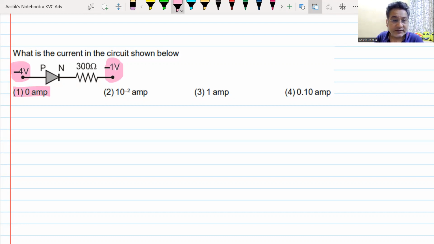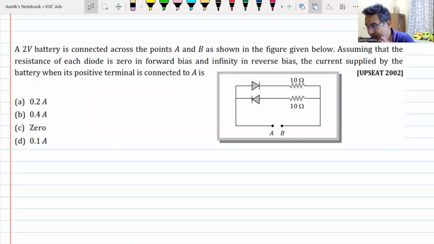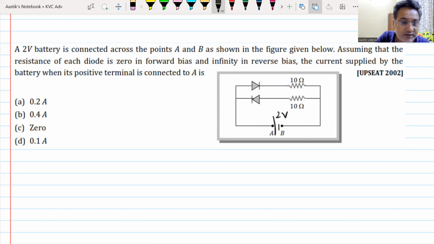This is the next question. You may have a similar question in your exam. A 2-volt battery is connected across 2 points A and B. They have not drawn the battery, but if you want, you can draw a 2-volt battery here. As shown in the figure, assuming that the resistance of each diode is 0 in forward bias and infinity in reverse bias, the current supplied by the battery when its positive terminal is connected to A is how much? You have 2 minutes.